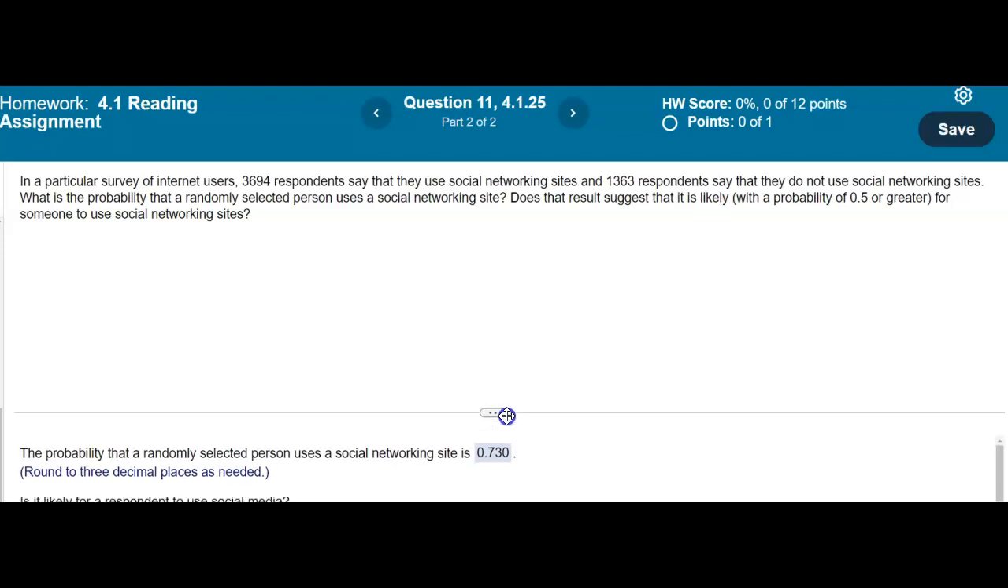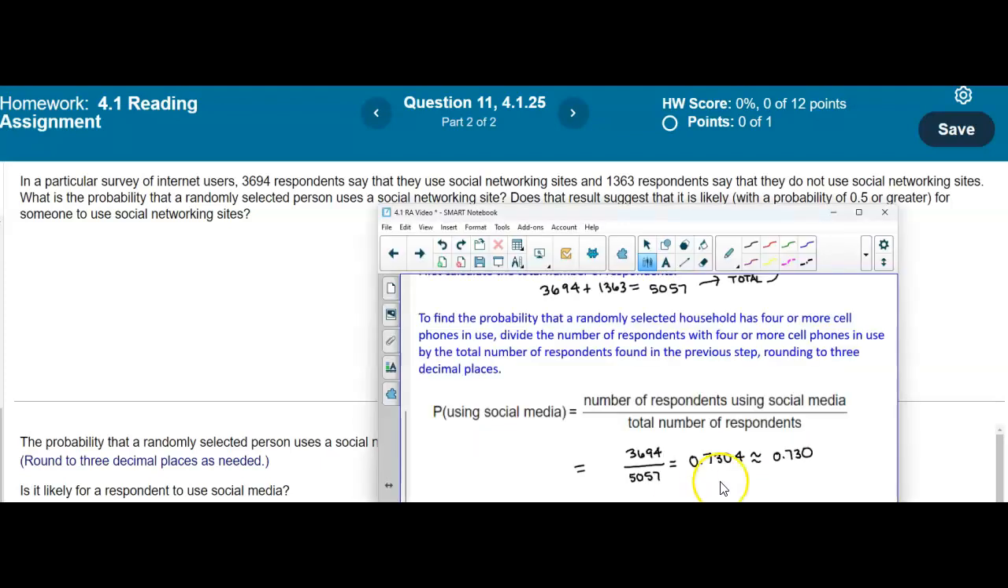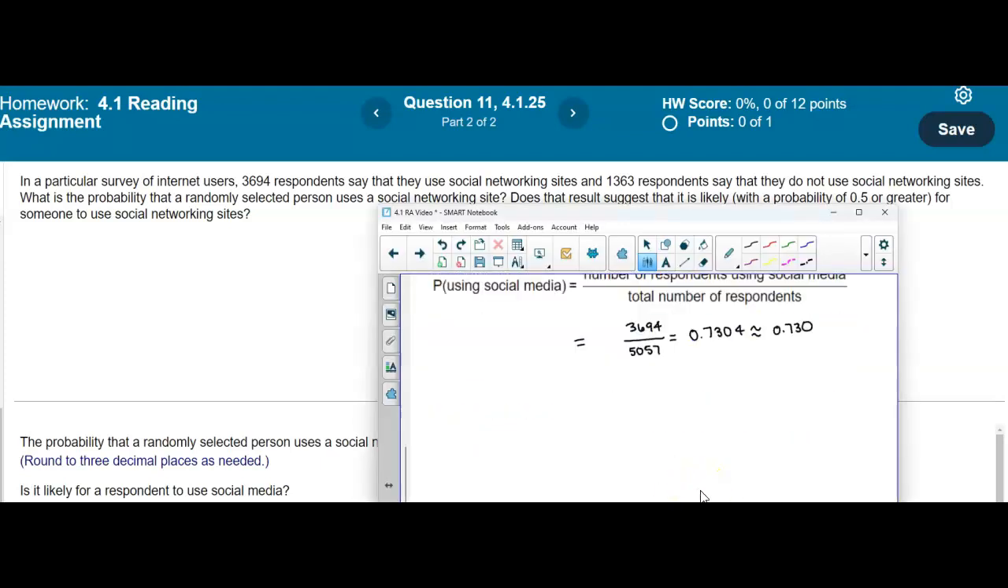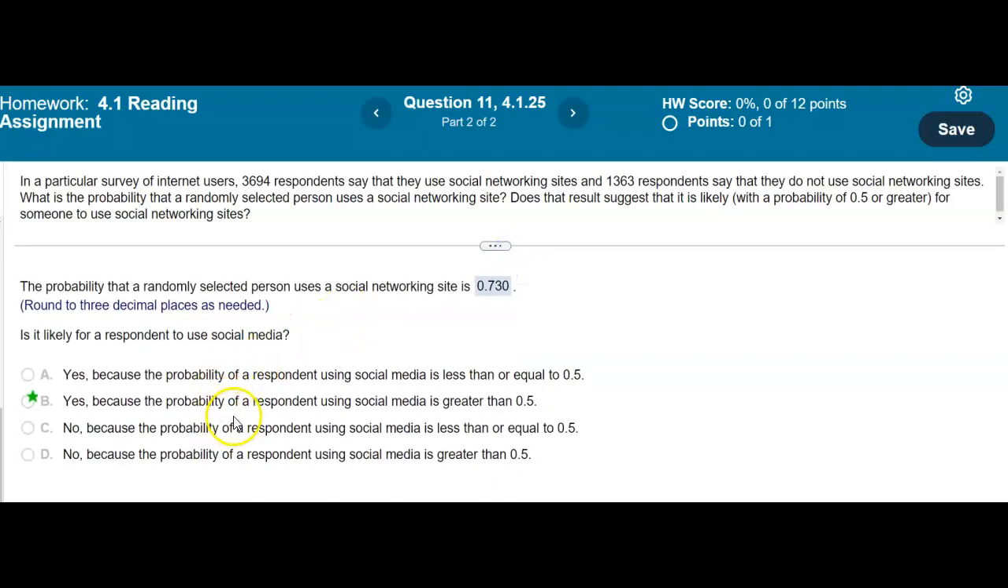Now the next question says, is it likely for a respondent to use social media? Well, now we need to look at the second part where it says, does that result suggest that it is likely, with a probability of 0.5 or greater? So when we take a look at this probability, we can see that 0.730 is greater than 0.5. And since it is greater than 0.5, then we would say yes, because the probability of a respondent using social media is greater than 0.5.